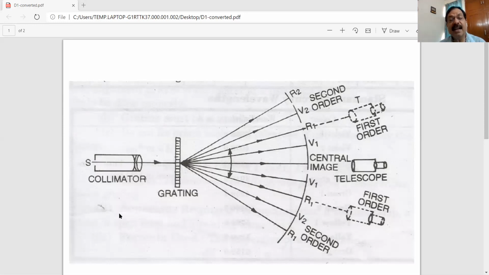A diffraction grating is simply known as a grating. In this diagram, this is a collimator. This is the source of light, that is the mercury source, and here is the telescope.